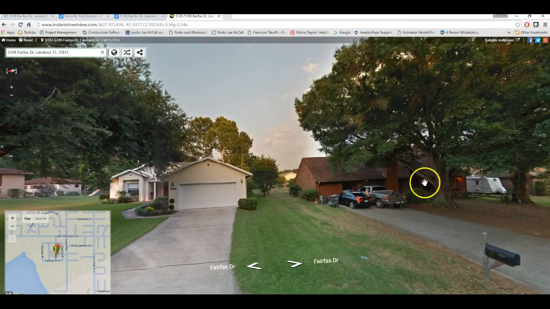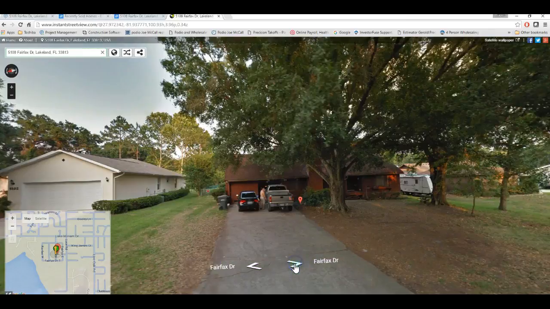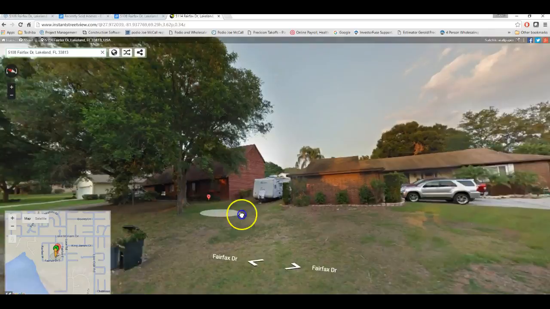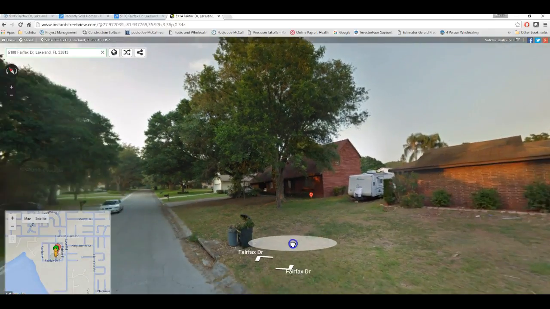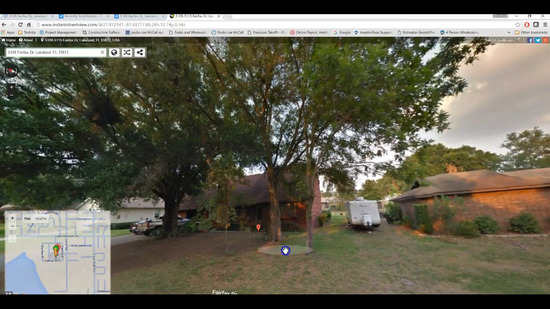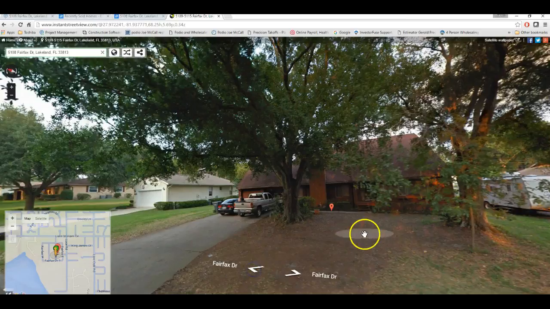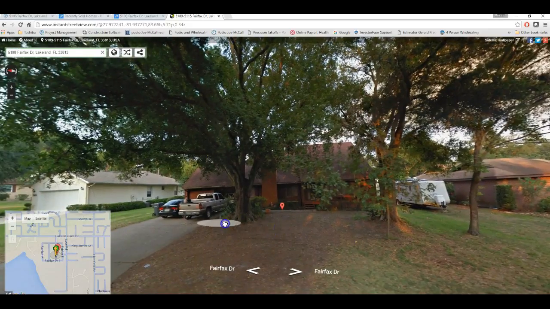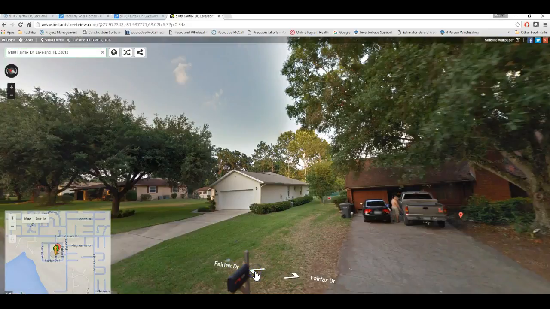Has a fence back there, nice big oak tree. I just like to get a look at it from different angles. Pretty tall. All right. It's a decent looking house. It's not bad. You can look at the neighborhood real quick.